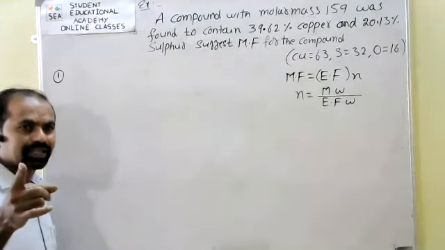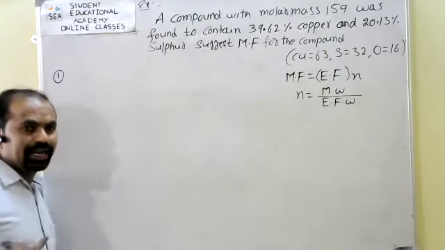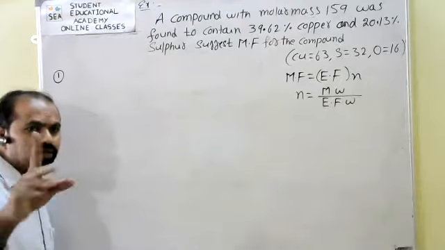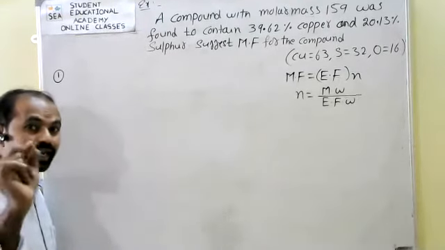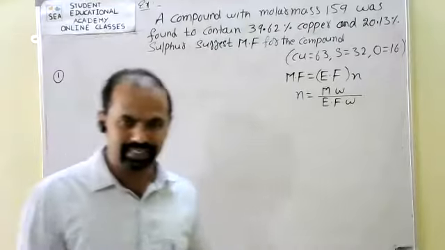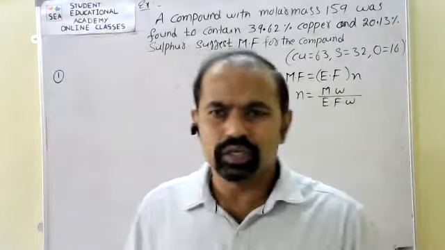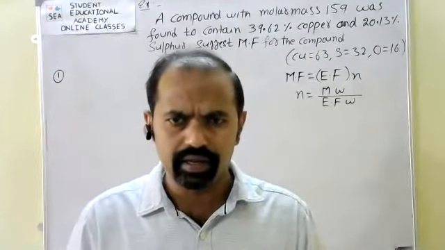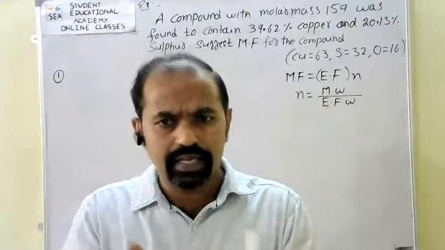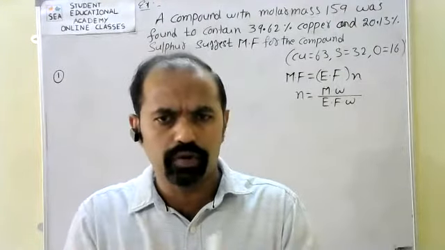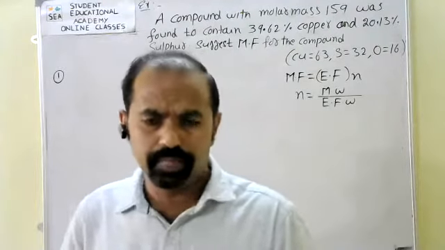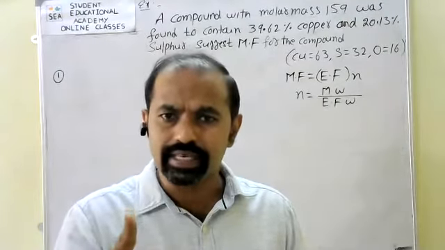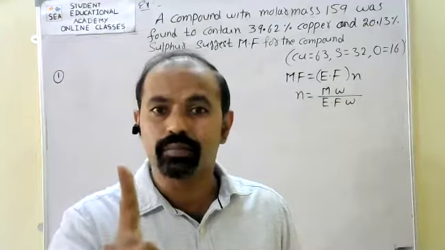If it is less than 100, the difference between 100 and the sum of the percentages of the elements is treated as the oxygen percentage. What is the meaning of that? The elements' percentages must add to 100. If the sum equals 100, there is no problem and we go to the next step. If the sum is not equal to 100, the difference is treated as the oxygen percentage.